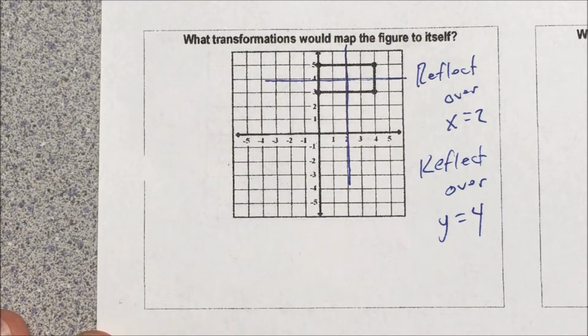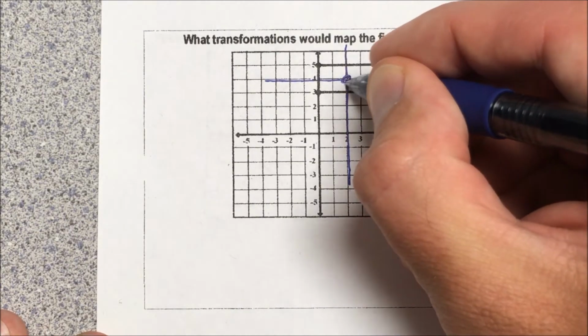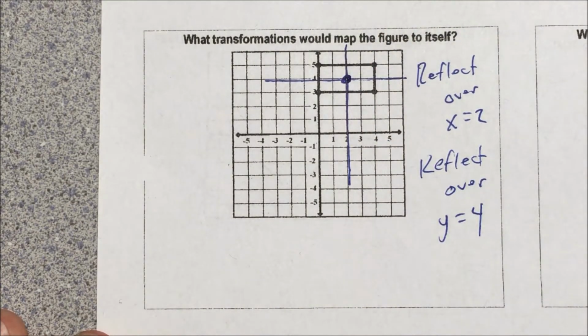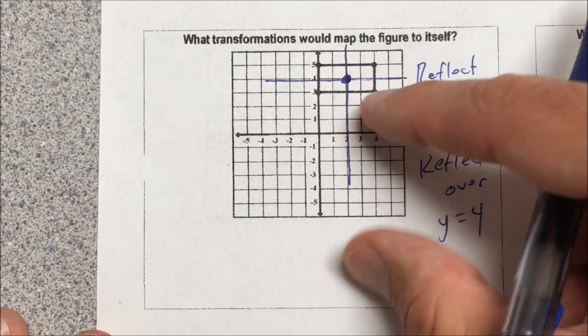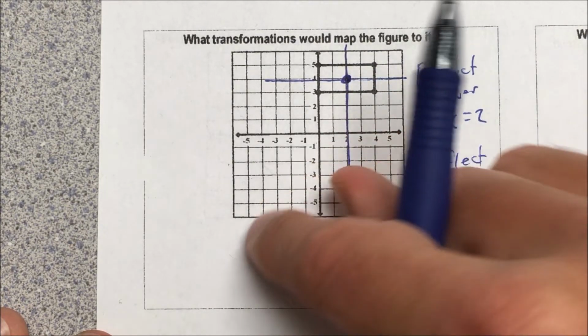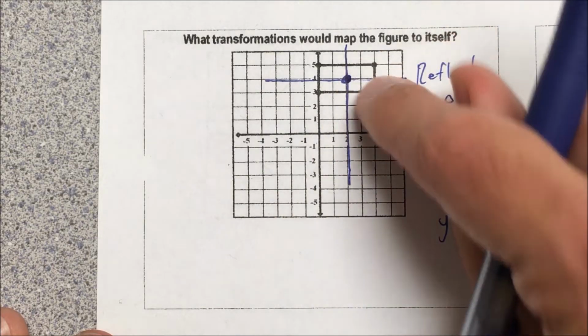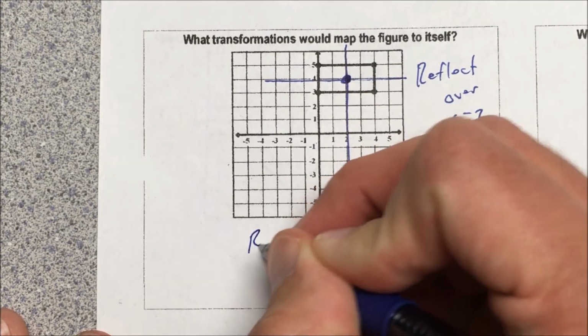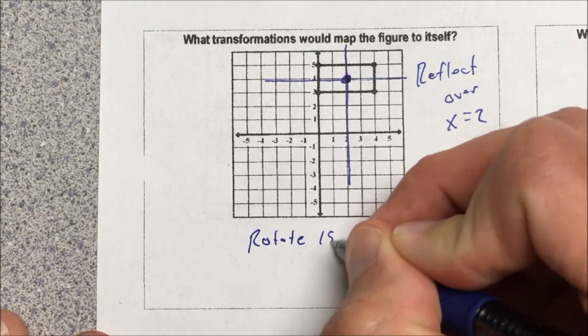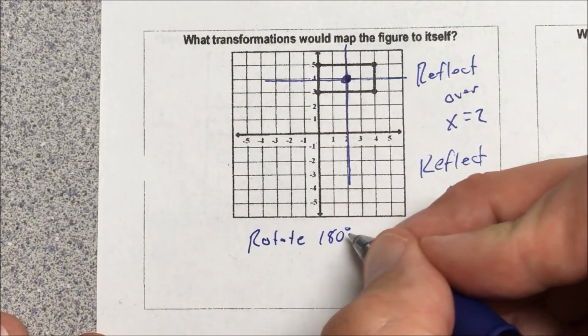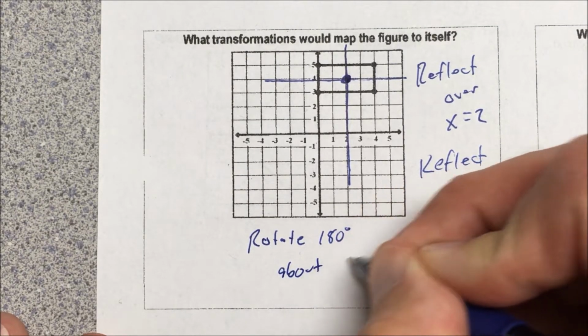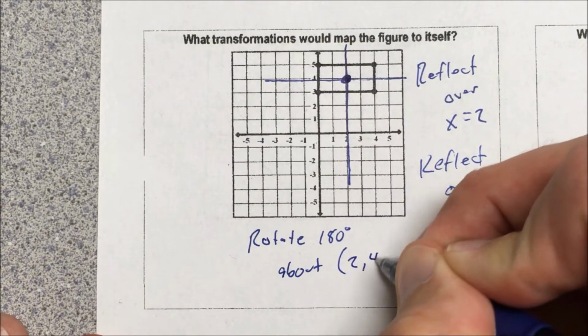And I guess I could rotate it. Technically there's a center, if a rectangle has a center, right there. If I rotated it 90 degrees, it wouldn't be short and fat, it would be tall and skinny, so I couldn't rotate it 90 degrees about that point. But if I rotated it 180, it would be in the same spot and look exactly the same. So another one would be rotate 180 degrees, and when you do 180, it doesn't matter if it's clockwise or counterclockwise, about the point 2, 4.